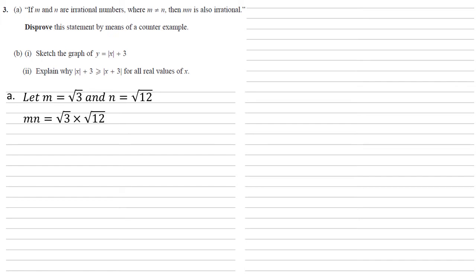But if we multiply them together, then mn is equal to root 3 times root 12, which is root 36, which is equal to 6. So 6 is rational, and this statement is untrue.